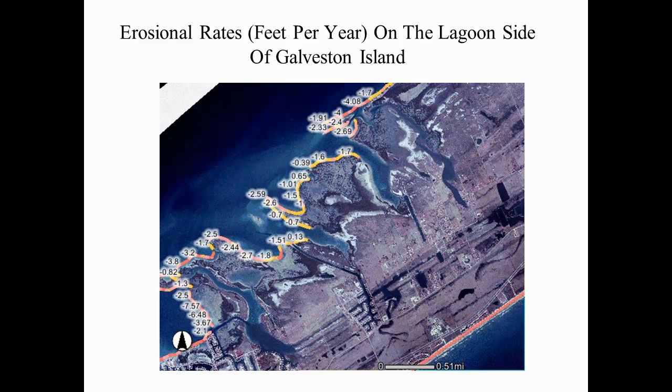It's not only the Gulf side, but also the lagoon side of Galveston Island that's undergoing extensive erosion. And here in this figure, we see some of the erosional rates in feet per year on the lagoon side. And we can see erosional rates of anywhere from 4 to 5, even as high as 6 to 7 feet per year occurring along the lagoon side.